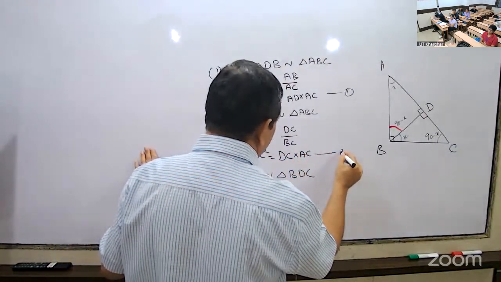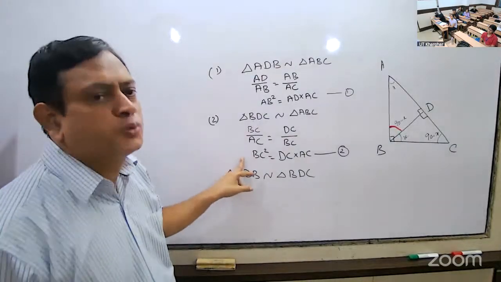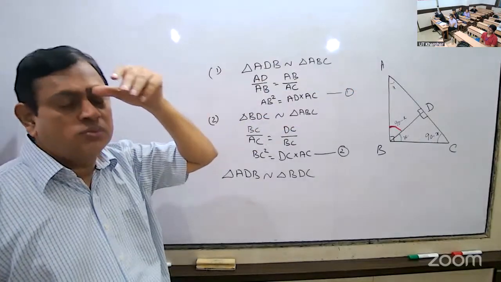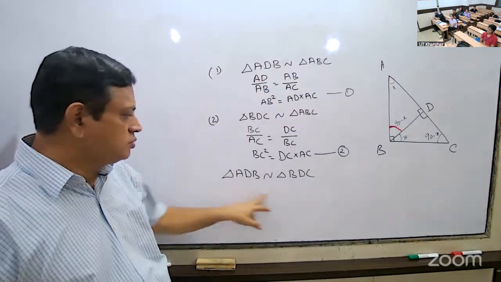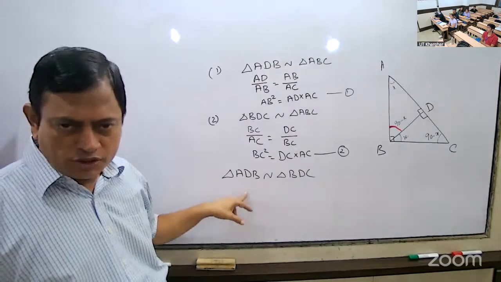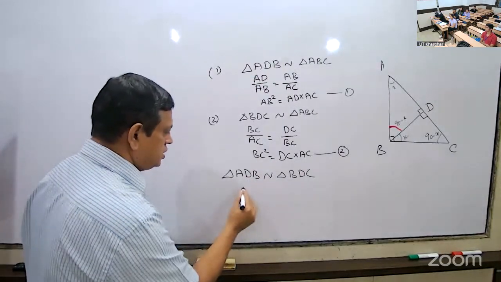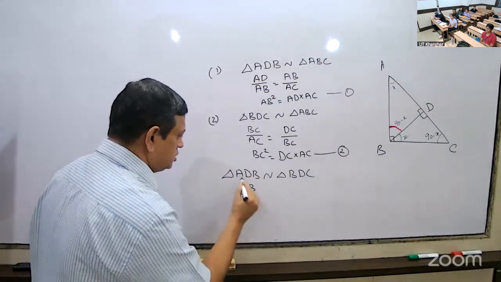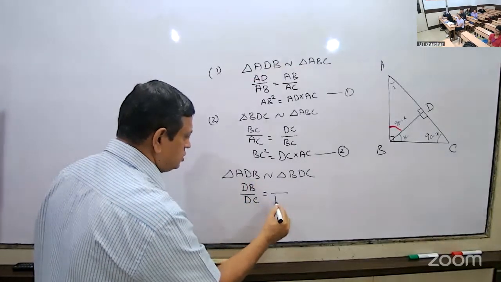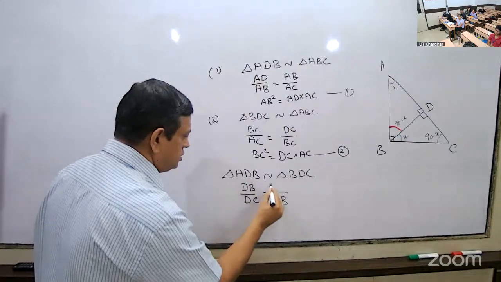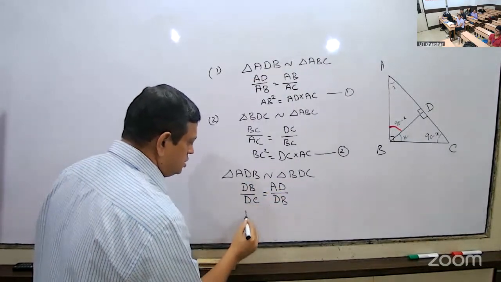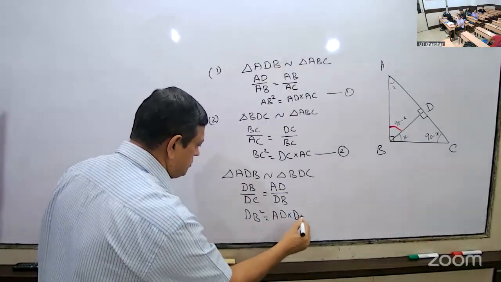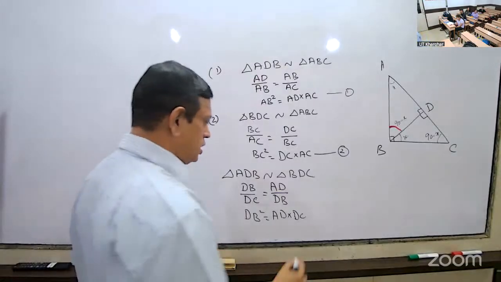Why am I showing this one? Sometimes they will ask you to prove this one. They will not show anything, just prove this one, then you have to do it. Following or not? What is common over here? DB is common. So take DB, second and third, DB upon DC, and first and second. Cross multiply. DB square is equal to AD into DC. This is the condition. Are you following?